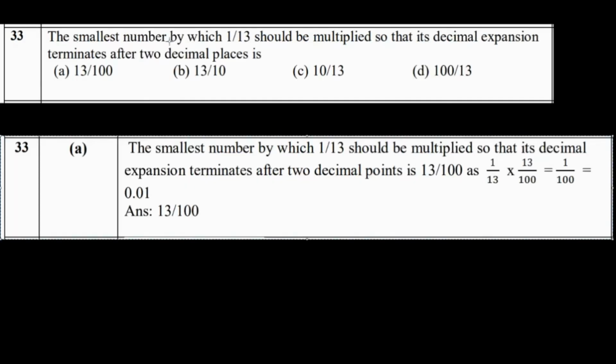33rd question. The smallest number by which 1 by 13 should be multiplied so that the decimal expansion terminates after two decimal places is. Four options are given. So we know the smallest number by which 1 by 13 should be multiplied so that the decimal expansion terminates after two decimal points is 13 by 100. Why divided by 100? Because two decimal places. Why 13? Because 1 by 13. So numerator and denominator get cancelled. So 1 by 13 multiplied with 13 by 100 so that it has two decimal places. So correct option for 33rd question is 13 by 100. Option A.